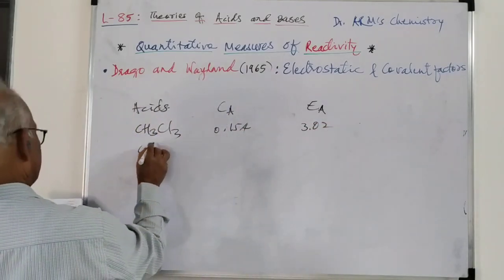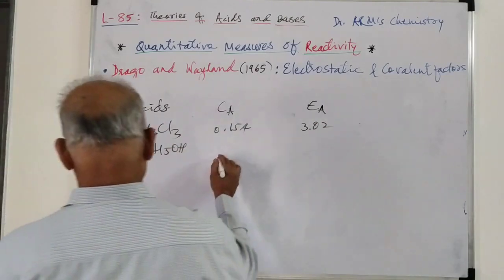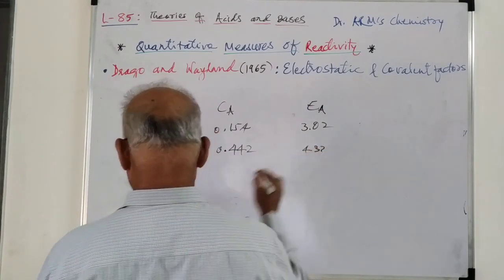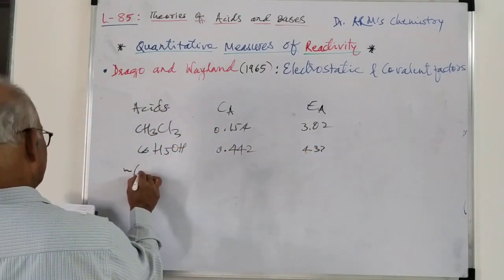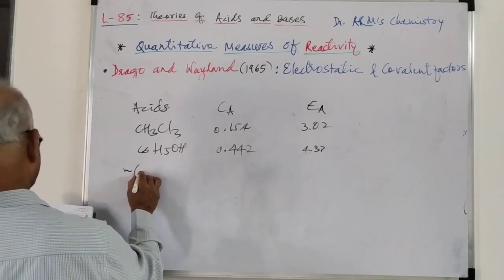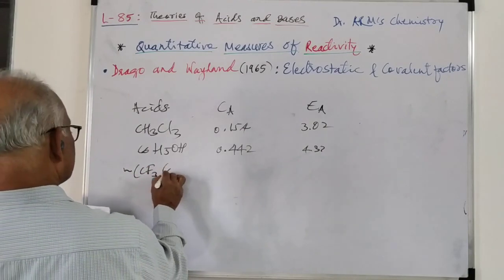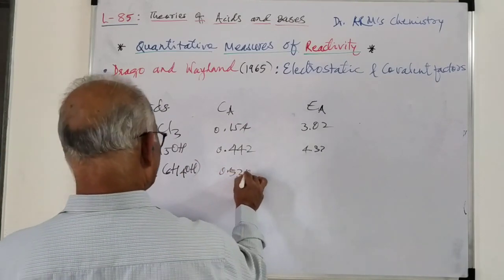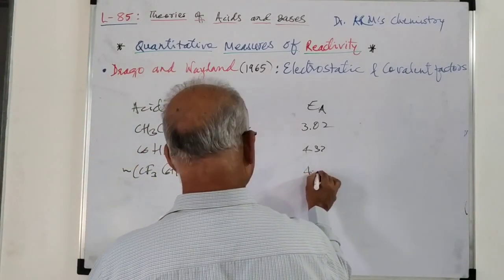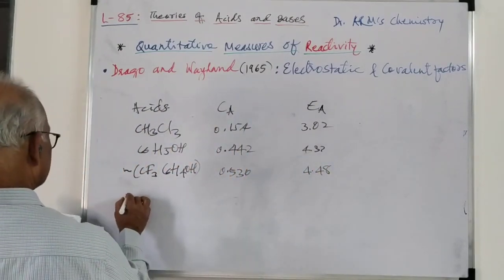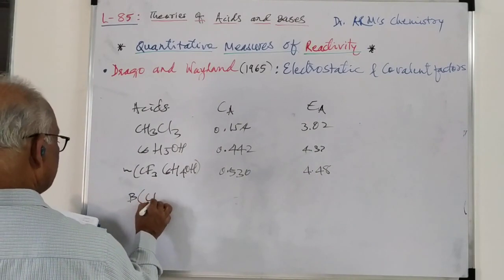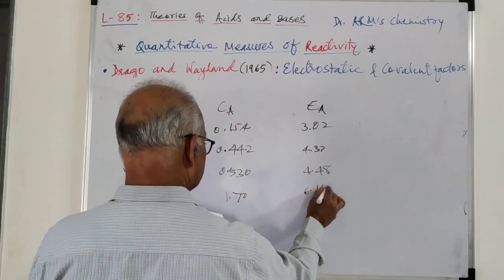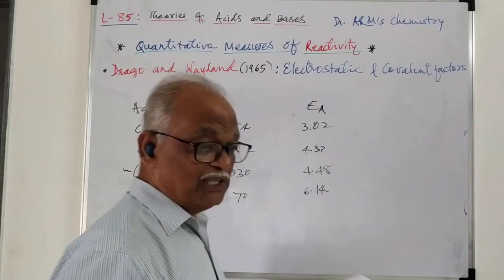Then for C6H5OH, this is 0.442 and this is 4.33. Then for CF3C6H4OH, the value is 0.530 and here it is 4.48. Then here for trimethyl borate, B(OCH3)3, it is 1.70 and 6.40. So we can have these values in this.